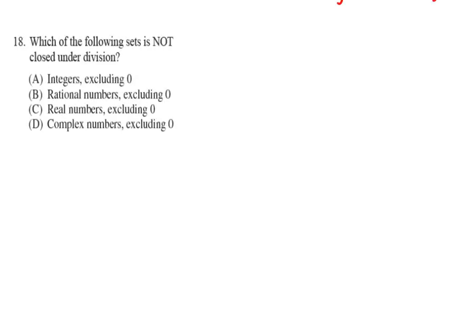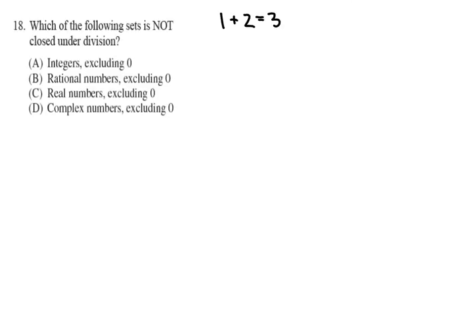In problem number 18, which of the following sets is not closed under division? To be closed means that when you perform an operation on two numbers that are in a set, you get a result that is also in the set. So for example, if we're working with natural numbers, when we add two natural numbers together, we get another natural number back. So we say that the set of natural numbers is closed under addition.